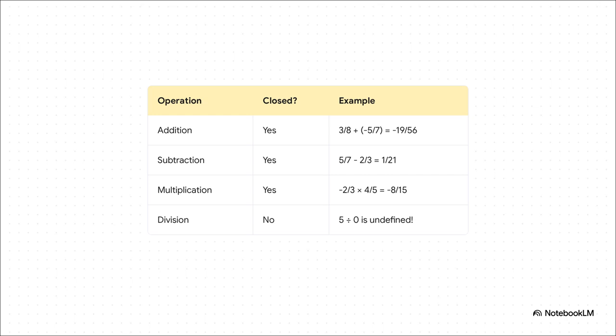The box stays closed. But then there's division, and it has that one famous troublemaker. You can't divide by 0. And since 0 is a rational number, that one little exception means the set is not closed under division.